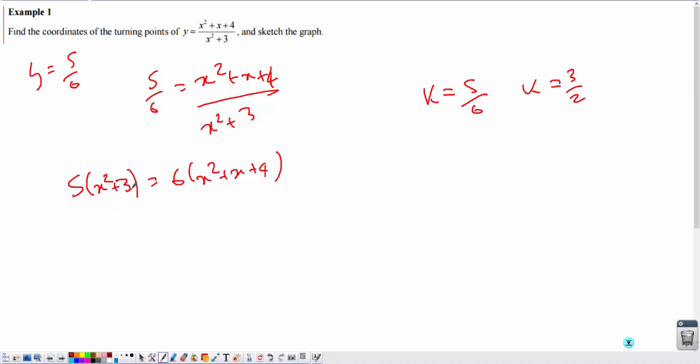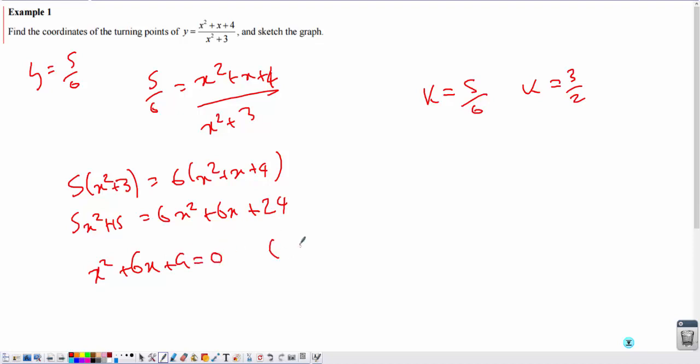So 5x squared plus 15. On the other side, I've got 6x squared plus 6x plus 24. Make it equal to 0, so subtract this from this side. I've got x squared, and then 6x plus 6x, and then 24 take away 15, which is 9, plus 9 is equal to 0. And then this gives me x plus 3, so x is equal to -3, so I know one of my turning points. When y equals 5 over 6, x equals -3, so one of my turning points is -3, 5 over 6.